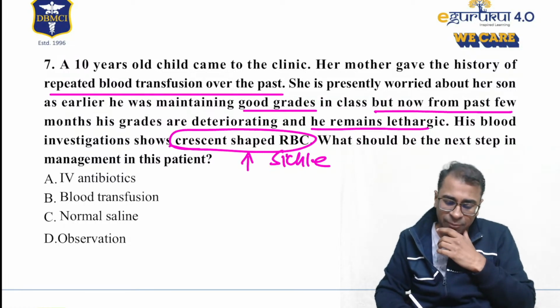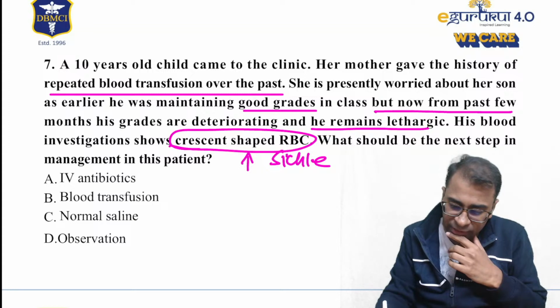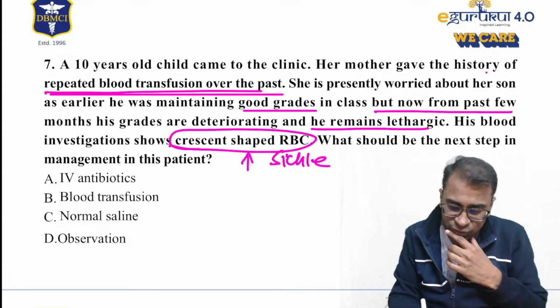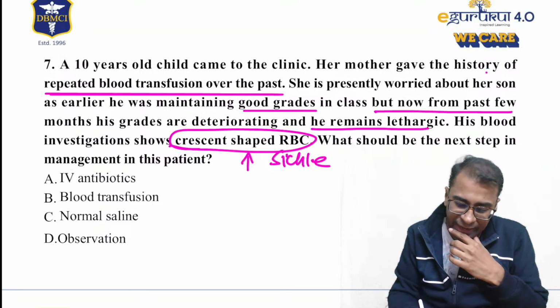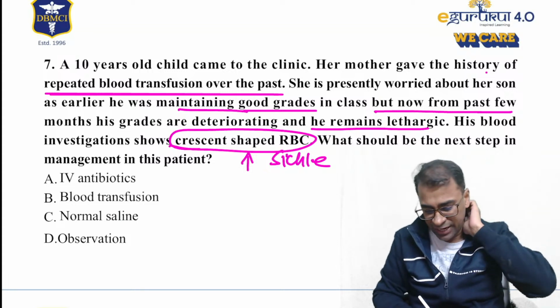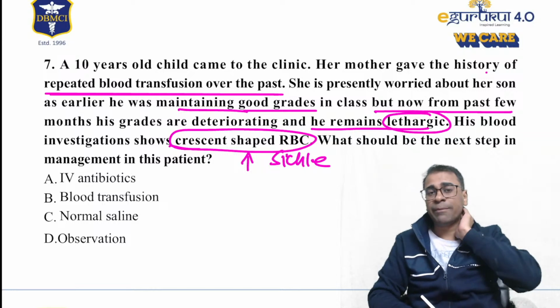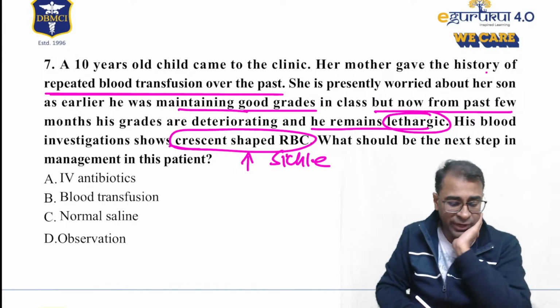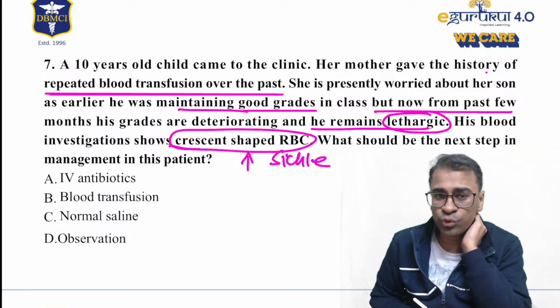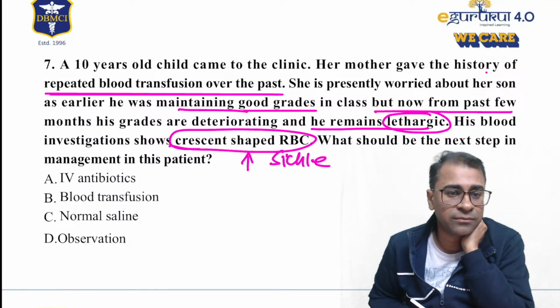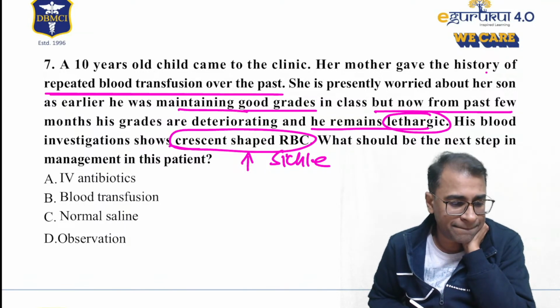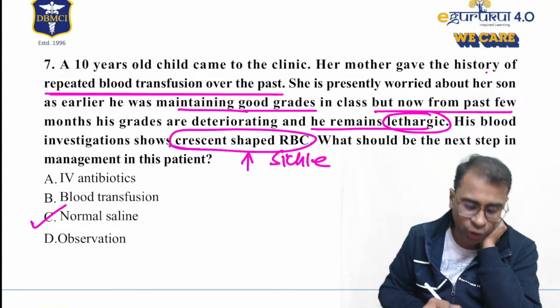What is the main problem here? She has come to the clinic because she has had repeated blood transfusions over the past. Now she was maintaining good grades, but is deteriorating and remains lethargic. Why would she be lethargic? Because there might be pain. What should you do right now in the next step of management? The answer is normal saline.